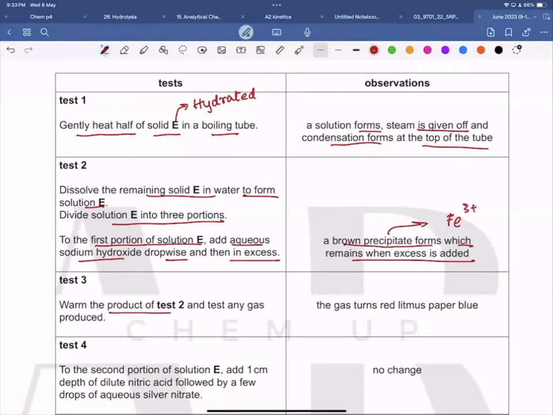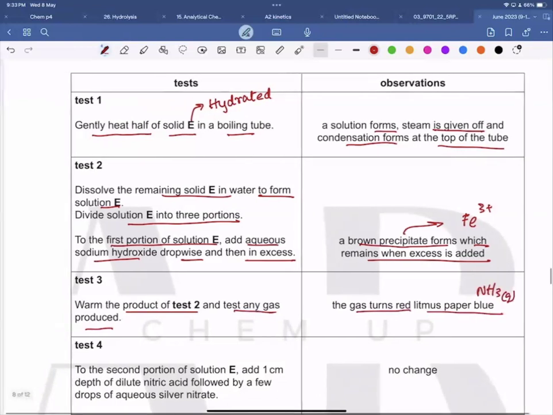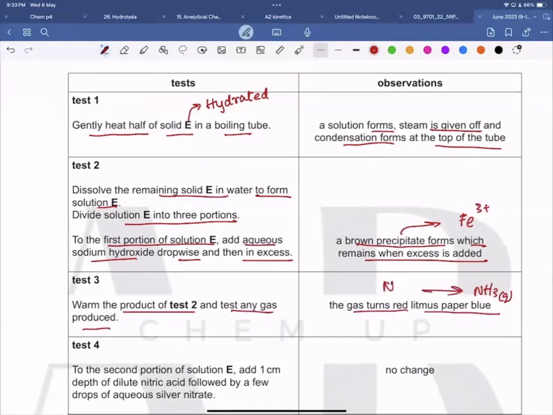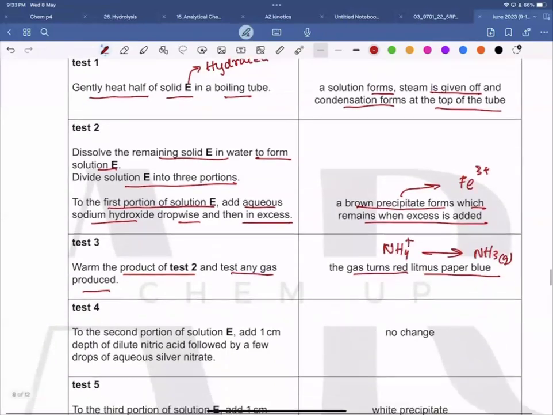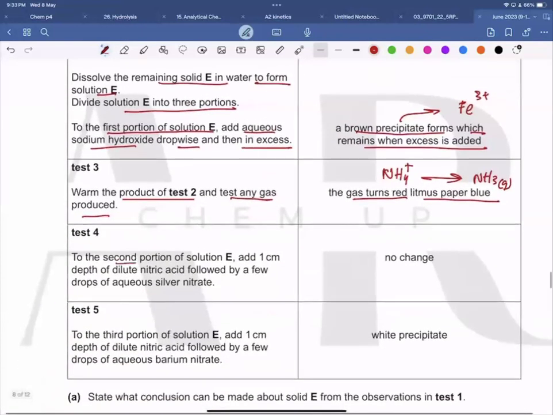Okay, warm the product in the test tube and test any gas produced. Gas turns damp red litmus blue. So it means ammonia gas has been released, and if ammonia gas has been released, then it also contains ammonium ion in it. Yes, very good, Umar.